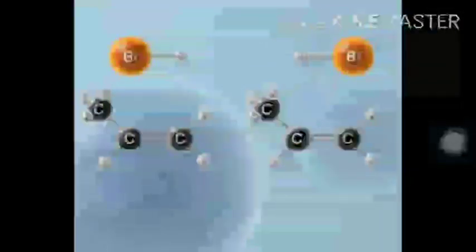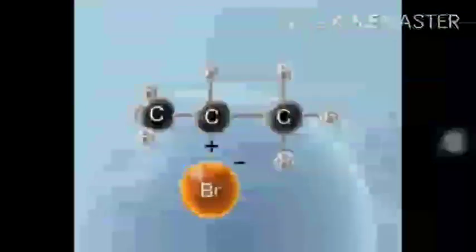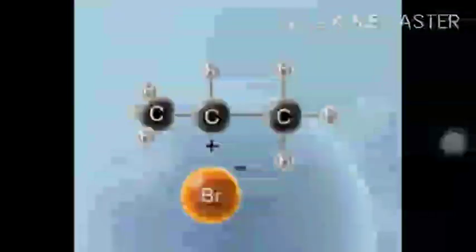Now you can see on the screen that on the left hand side an unsymmetrical molecule is shown, that is propene, and on the right hand side a symmetrical molecule is shown, that is ethene. The HBr bond gets polarized and the positive hydrogen ion gets attached towards the negative carbon atom and the negative ion, that is bromine, gets attached towards the positive carbon atom.